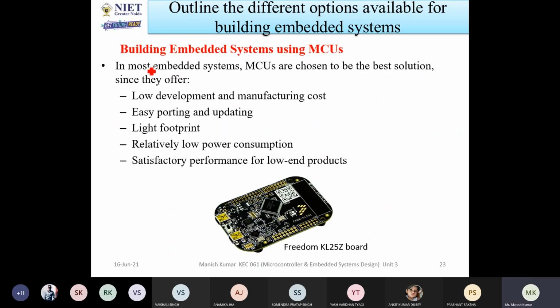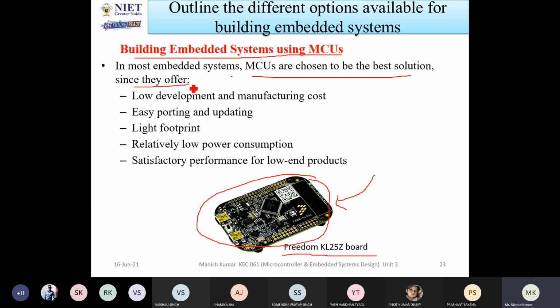We'll see the basic building of embedded systems using MCU, microcontroller unit. So there are various types of chips available. When we are talking about the ARM Cortex, this is called the Freedom KL25Z board. This is also the same type of board like Arduino and Raspberry Pi. All of you have heard about that. So now this has a different quality. In most embedded systems, MCUs are chosen as the best solution since they offer the following. Now it depends upon the application, which type of system you are going to design. According to that situation, you have to select the boards.